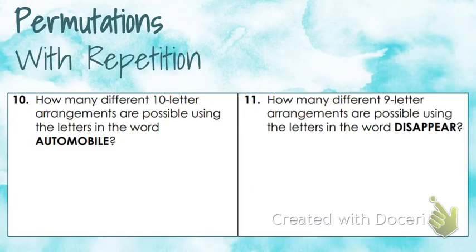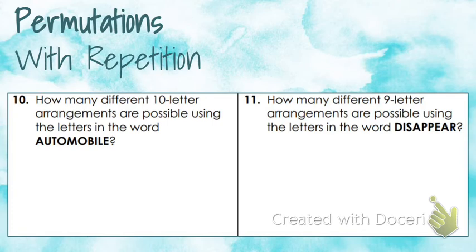Okay, so there are such things as permutations with repetition. And the way that this works is it typically only works whenever you're using all of them. So when n and r are equal to each other. So how many different 10-letter arrangements are possible using the letters in the word automobile? So we have 1, 2, 3, 4, 5, 6, 7, 8, 9, 10 letters in the word automobile.